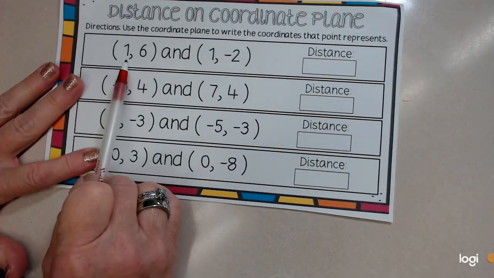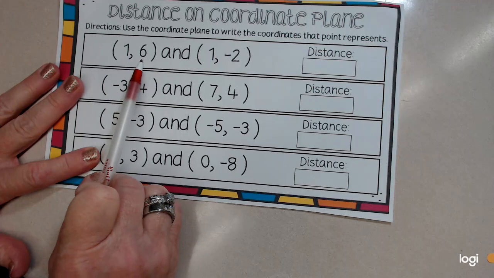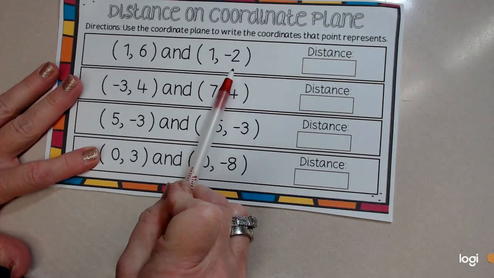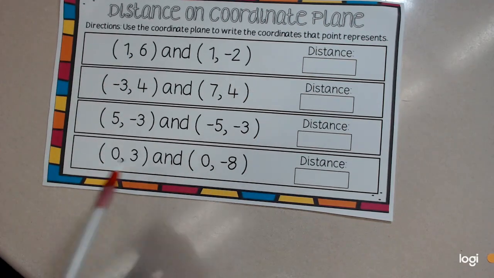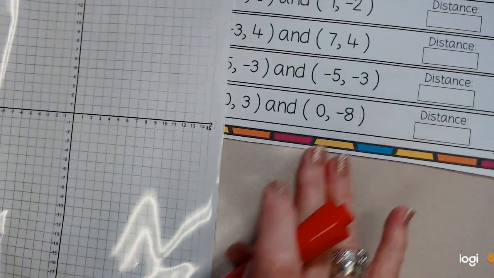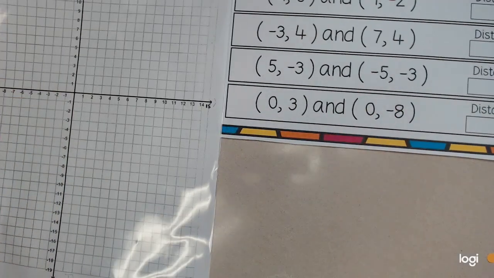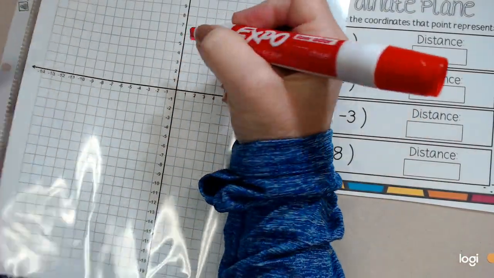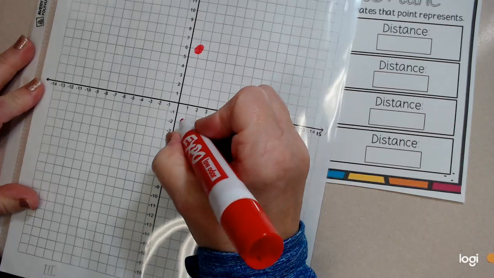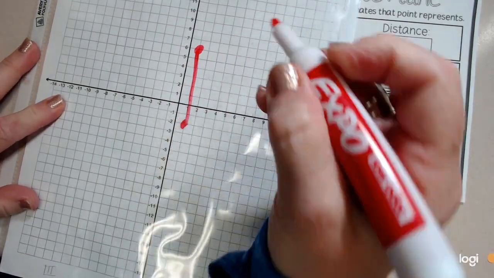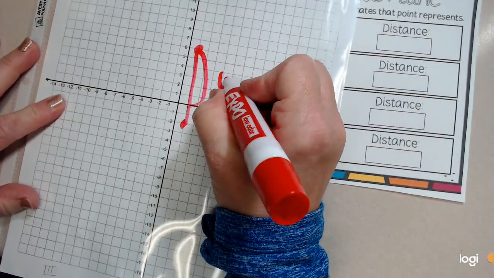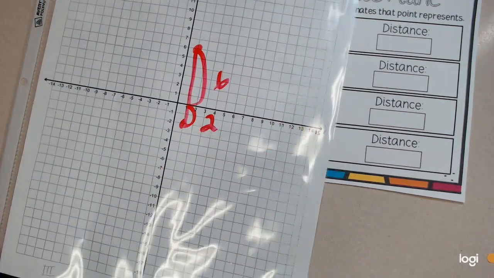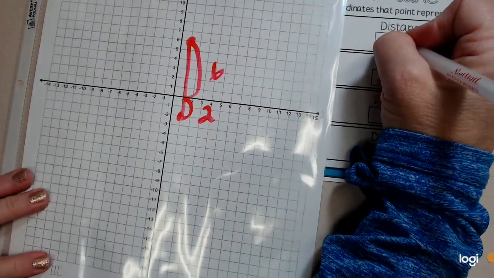Okay, so what we have to do is we have to think about over 1 up 6 and over 1 down 2. Some of you can actually picture this in your head. Some of you are going to want to actually graph these points. So I got my graph paper. Okay, over 1 up 6. Let's see if I can do over 1 up 6. Over 1 down 2. Once again, vertical line. From here to here is 6, and from here to here is 2, making a total of 8 units.